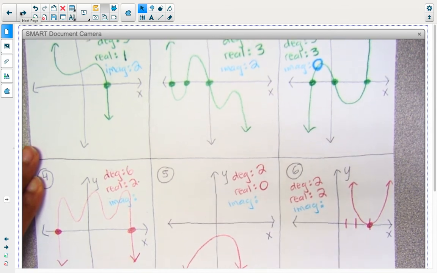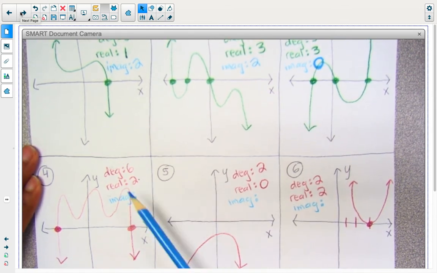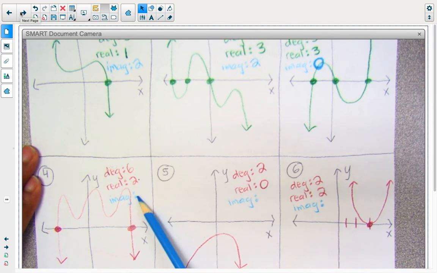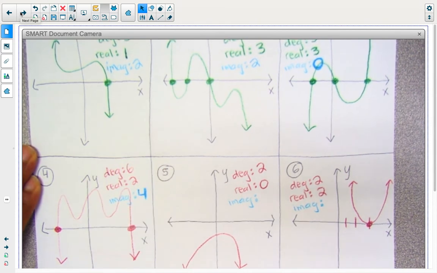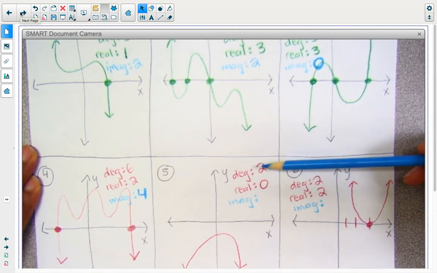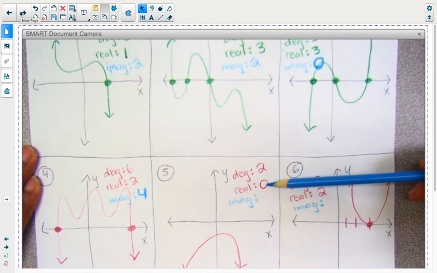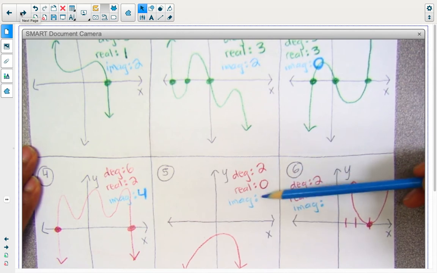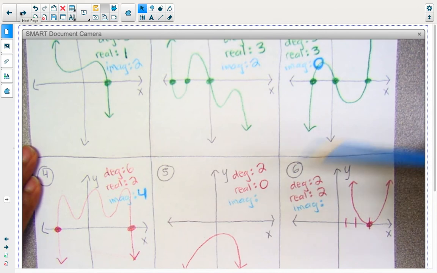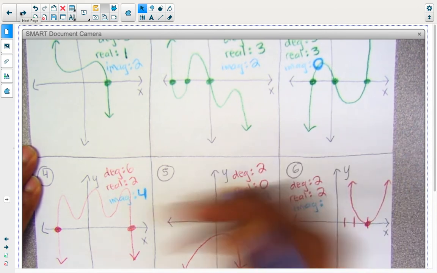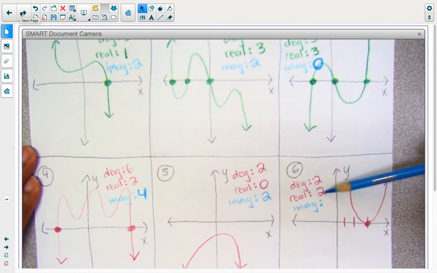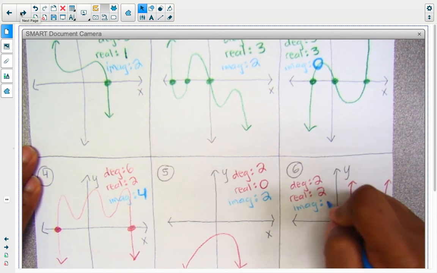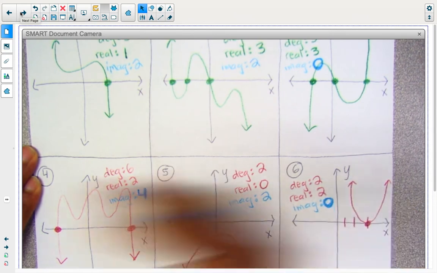Let's jump down to the bottom row, number 4. 2 plus something gives me 6, so you can just subtract. This leaves space for 4 imaginary solutions. For number 5, I have a degree of 2. My real is 0, so 0 plus something is going to give me my degree. That something that I'm missing is 2. And with number 6, my degree is 2. I've already used everything I have, so this leaves space for no imaginary solutions.